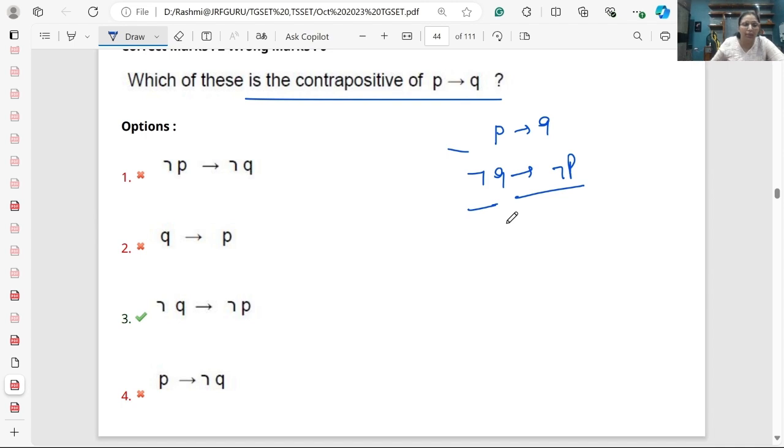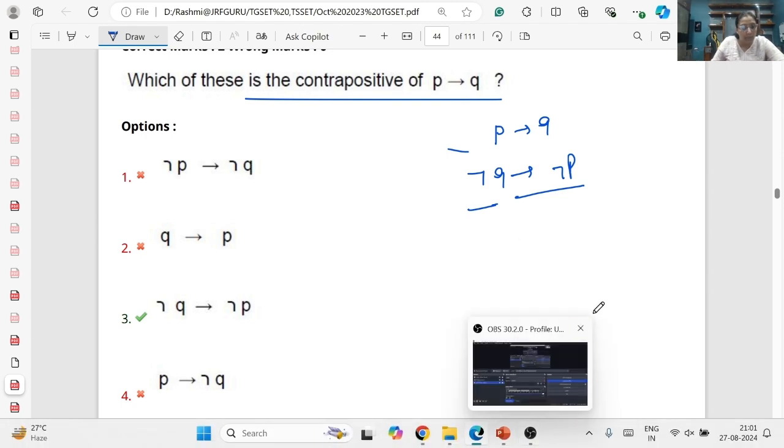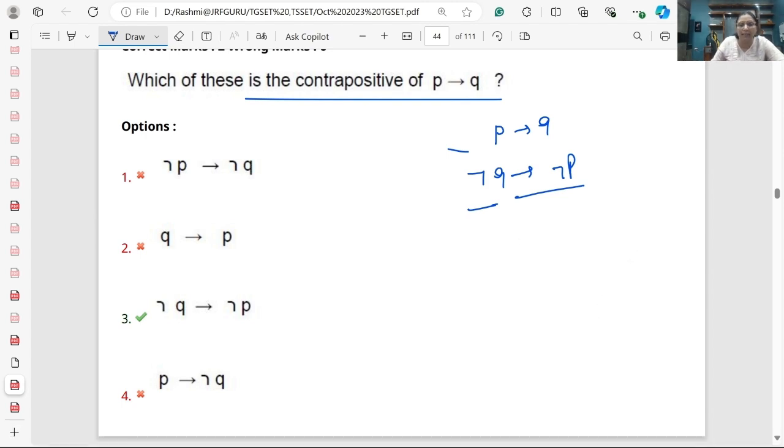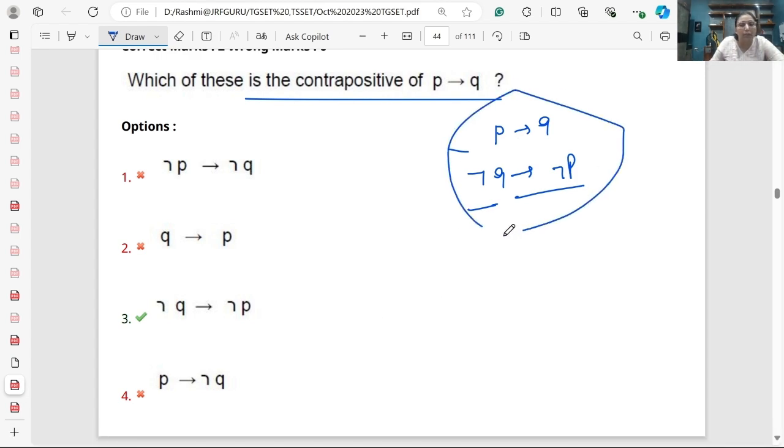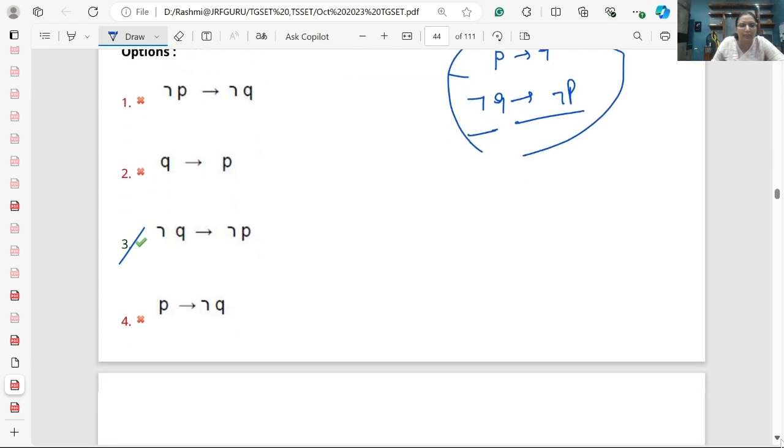So you should know, when you check my session on discrete mathematics, I have provided this kind of note: what is contrapositive, what is the inverse, what is the converse. So here what will be your answer? It will be option 3.